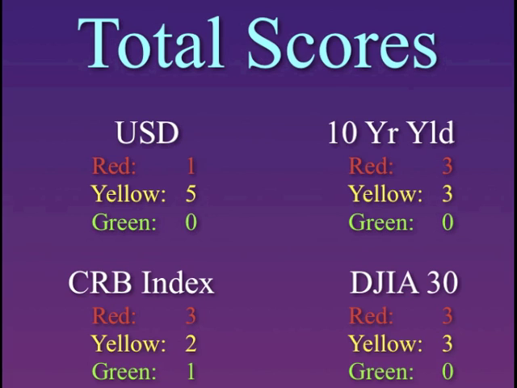In first place this week was the Commodities Index. We saw an improvement there. We had 1 green mark, 2 yellow marks, and 3 red marks. Coming in second place this week, we had the US dollar, which has fallen. It was in bullish territory last week, and it's dropping. We had 1 red mark, 5 yellow marks, and 0 green marks. And in last place was a tie between the 10-year Treasury yield and the Dow Jones. We had 3 red marks and 3 yellow marks with 0 green marks for each. And it looks to me like we're seeing a reversal here in the US dollar, and it's starting to decline, and the commodities are starting to make a break higher.